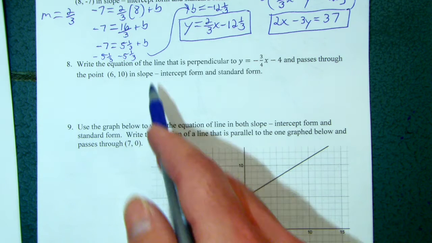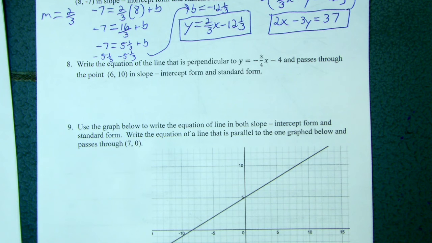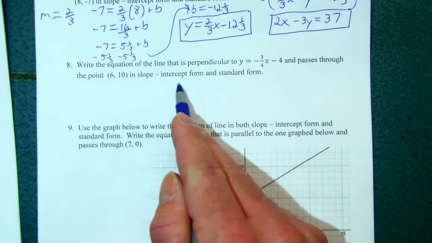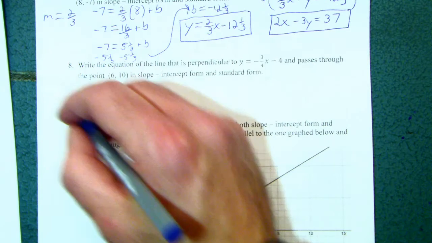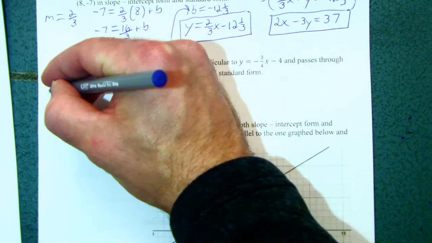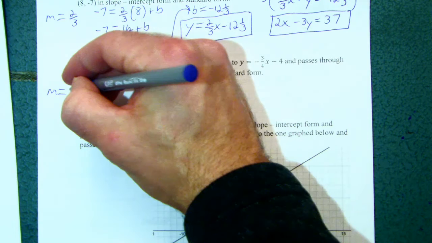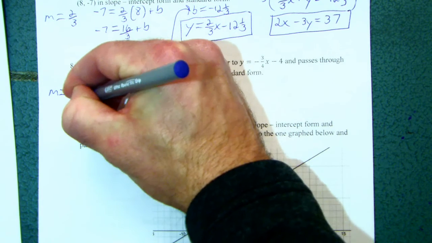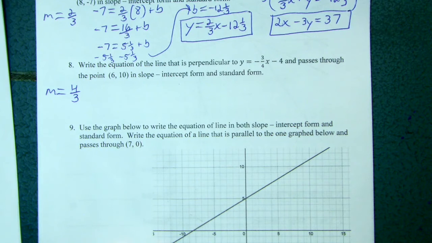All right, so we're going to write the equation of the line that's perpendicular to y equals negative 3/4 x minus 4 and passes through the point 6, 10. Again, in both slope-intercept and standard. So my slope has got to be the opposite reciprocal. So I got to flip that fraction, change the sign.